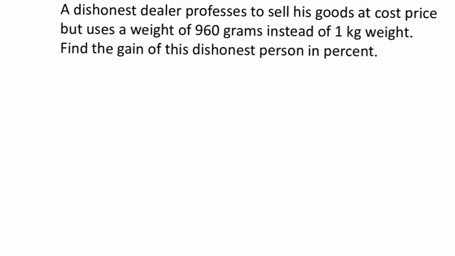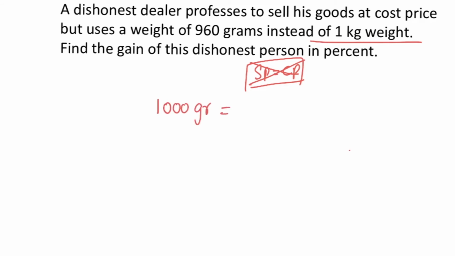A dishonest dealer proposes to sell his goods at cost price but uses a weight of 960 grams instead of 1 kg weight. Find the gain of this dishonest person in percent. See, he is selling at cost price only, so there is no profit or loss in terms of rupees. Instead of 1 kg, 1000 grams, he is giving how many grams? 960 grams only, keeping the remaining 40 grams as profit.